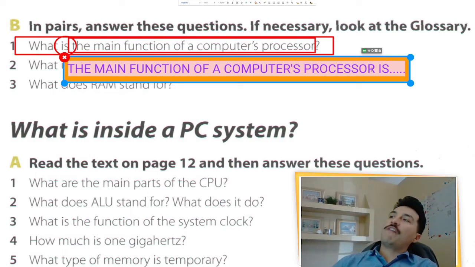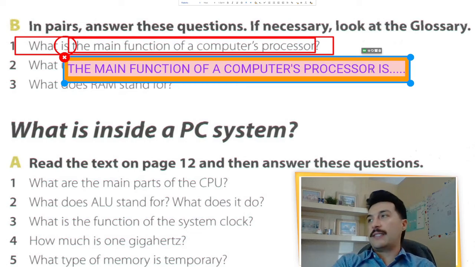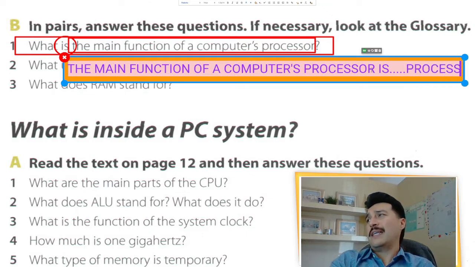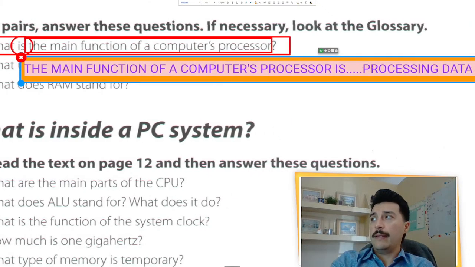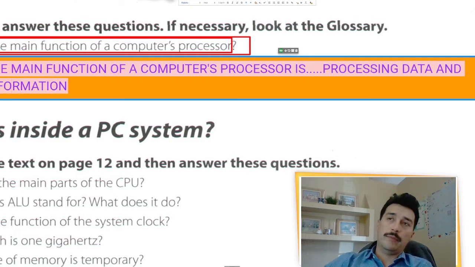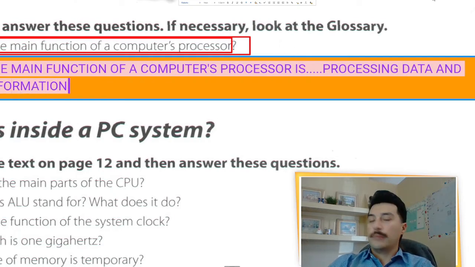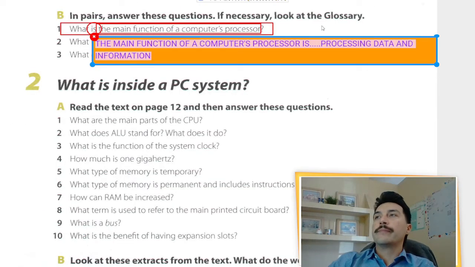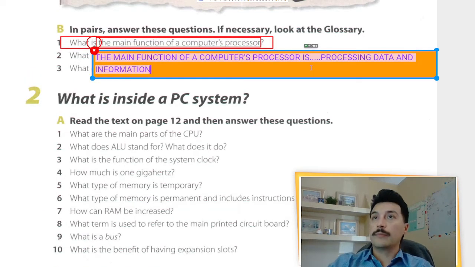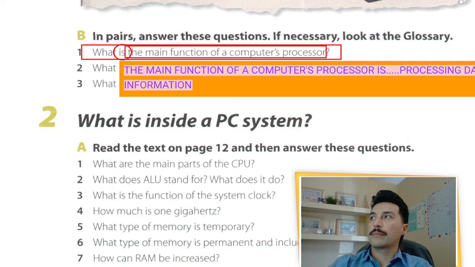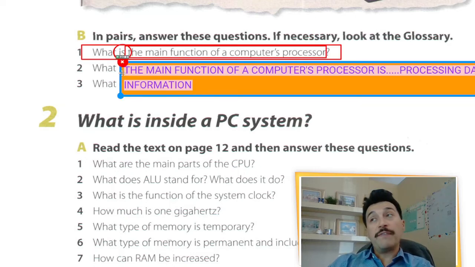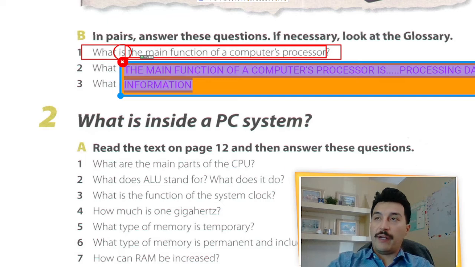The main function of a computer's processor is processing data and information. Okay, ready for number 2?